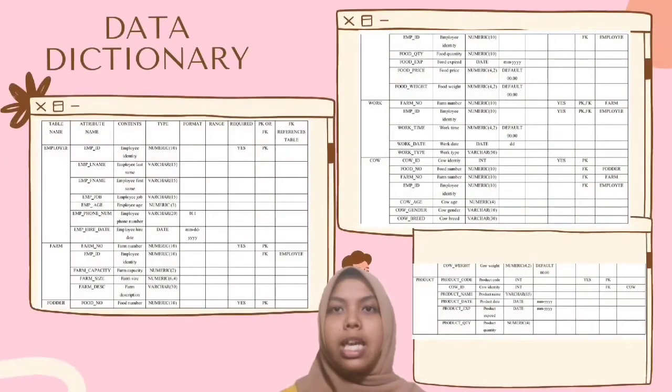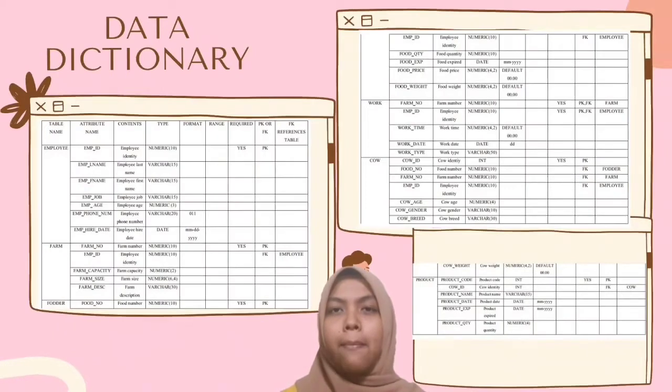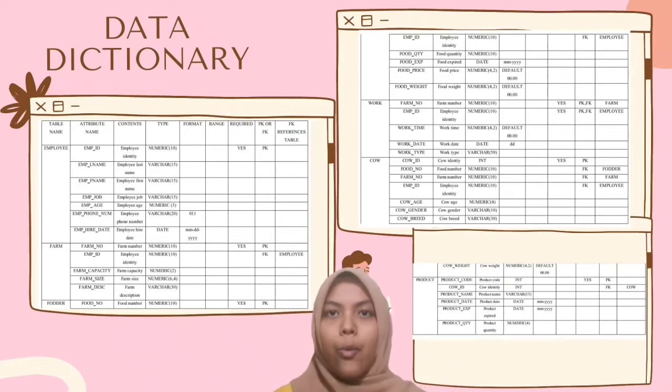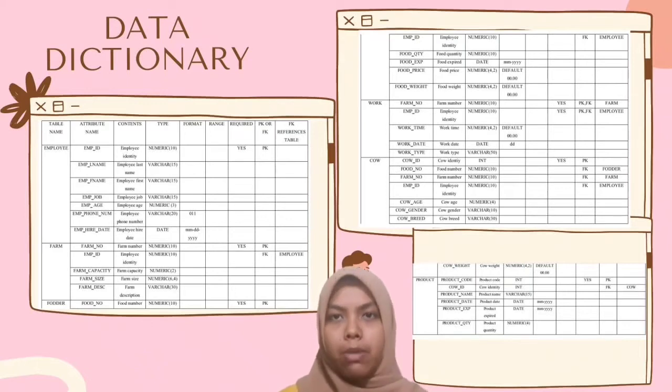For the data dictionary, in the employee table, the primary key is employee ID. In the farm table, it has primary key which is farm number and foreign key is employee ID referred to the employee table. The fooder table, the primary key is food number and foreign key is employee ID referred to the employee table. For the work table, it has primary key farm number and employee ID with foreign key farm number referred to the farm table and foreign key employee ID referred to the employee table.